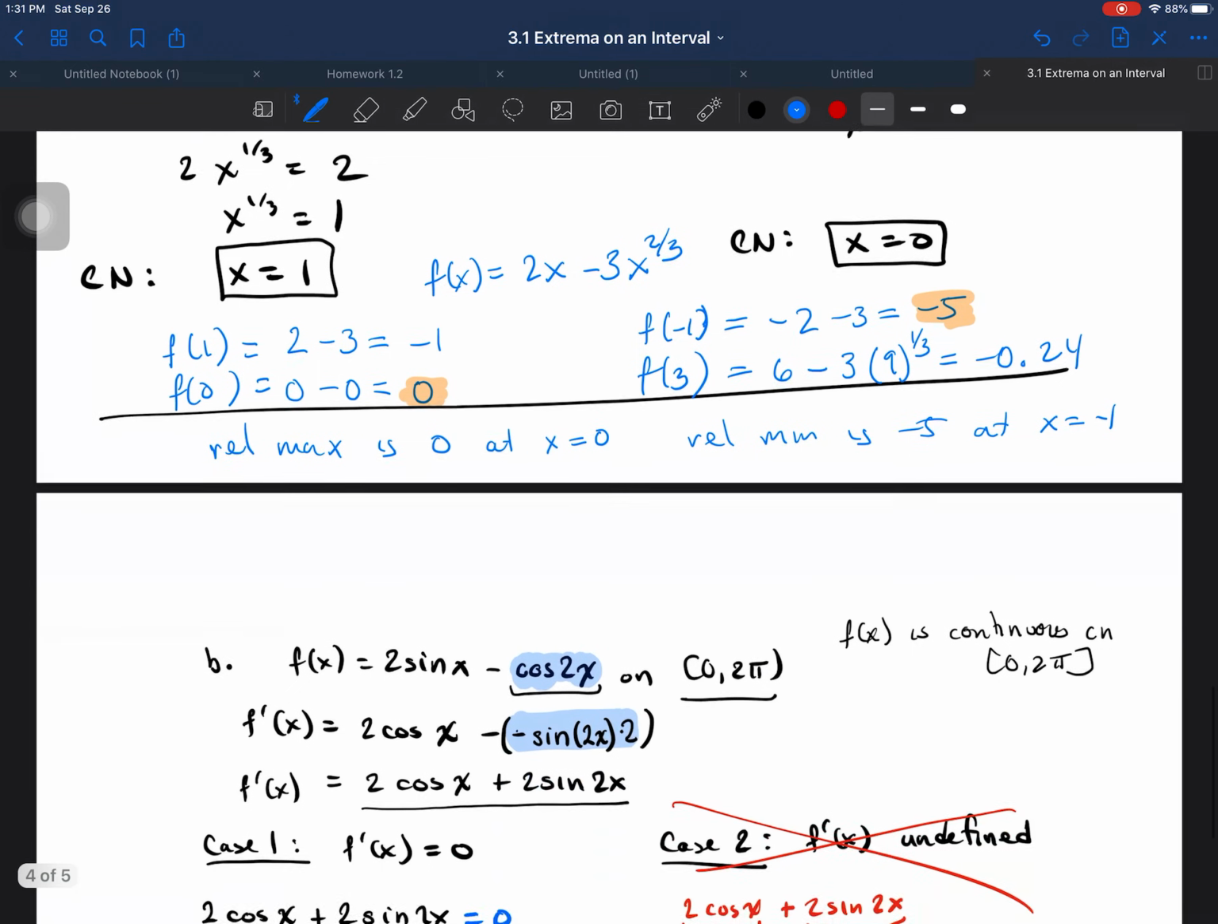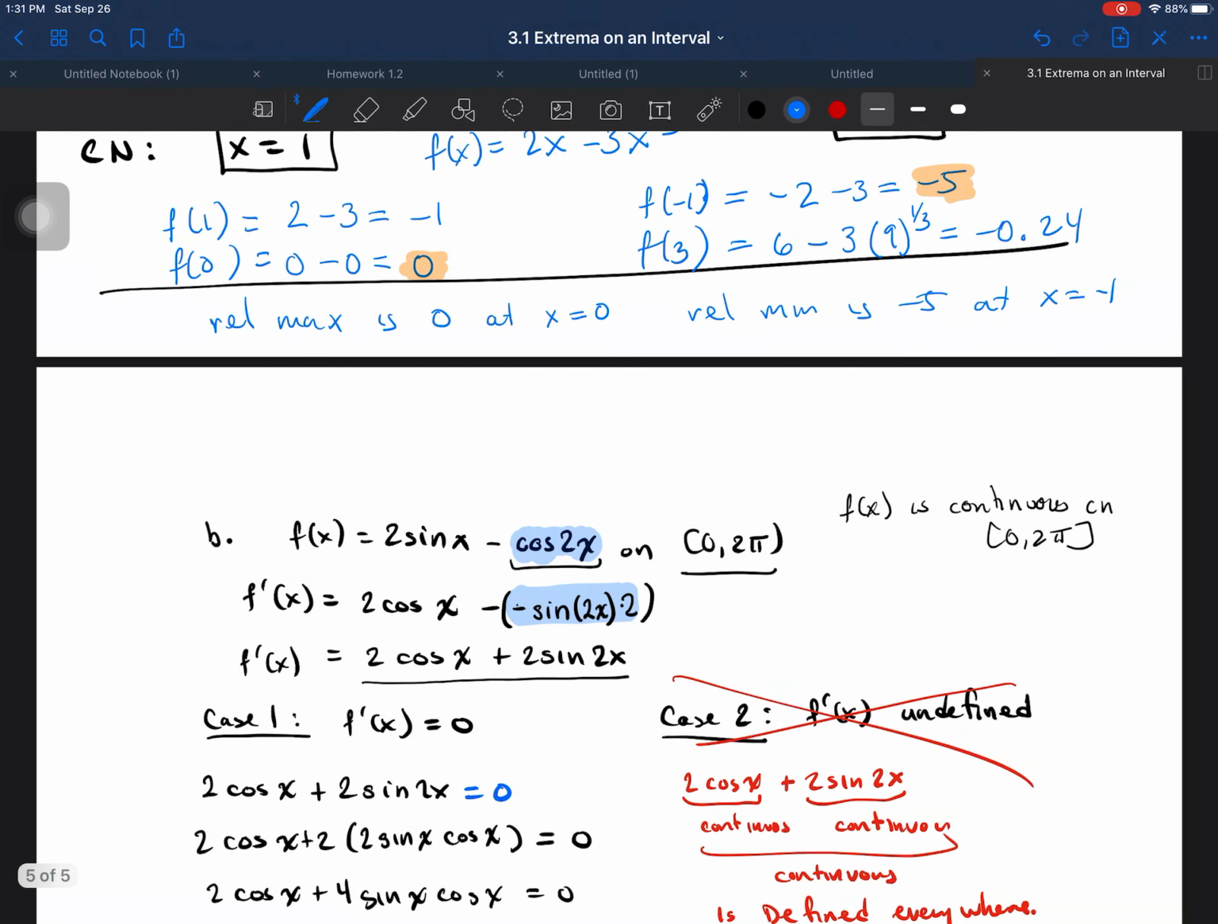Alright. What about the next one? In the next one we have 2 sine x minus cosine 2x on this closed interval 0 to 2 pi. Now f of x is continuous. It's continuous because we know that sine is continuous and cosine is continuous, and the difference between two continuous functions is a continuous function.